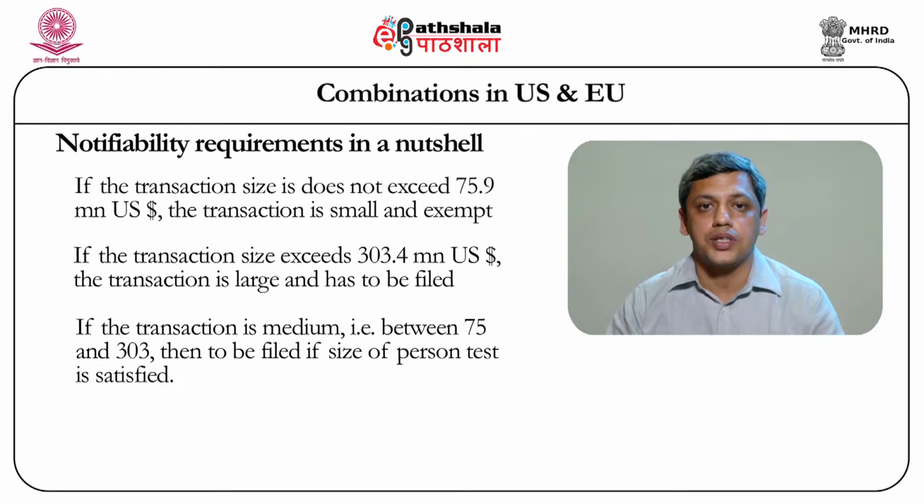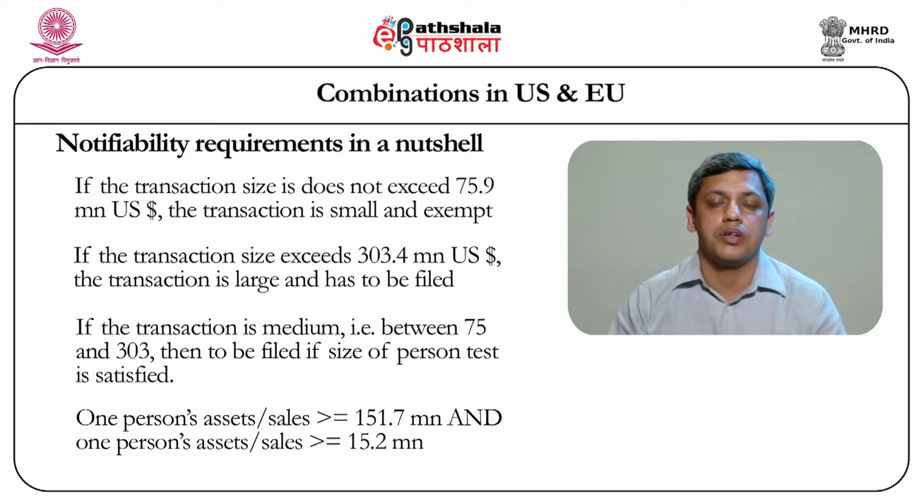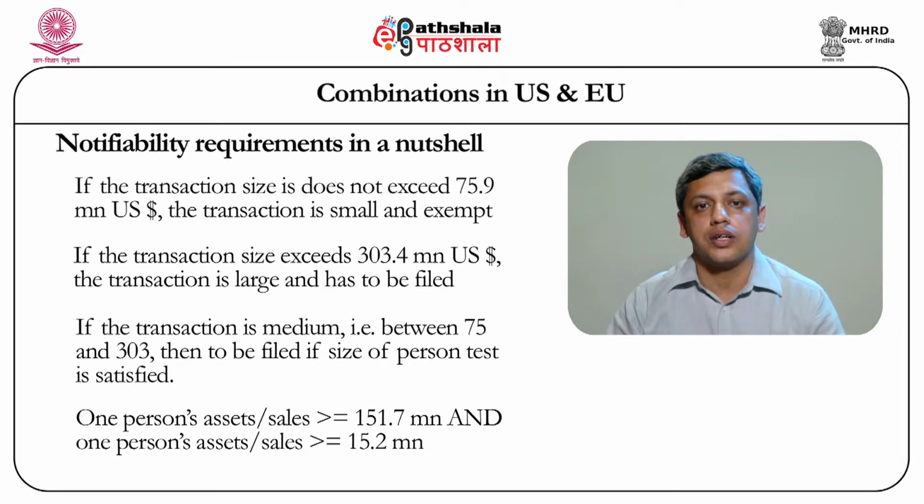And the size of person test states that one person's assets and sales have to be more than 151.7 million US dollars and the other person's assets or sales have to exceed 15.2 million US dollars. Thus, it may also be said that the size of person test is applied only to find out the notifiability of medium transactions. There is complete certainty on the transactions which are regarded as small and the transactions which are considered as large.